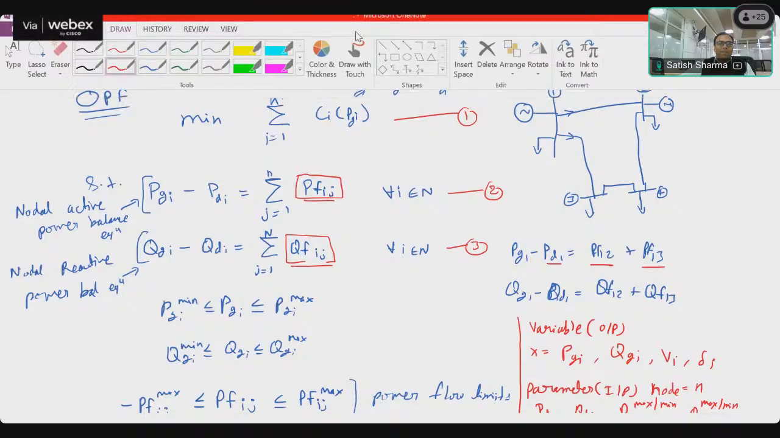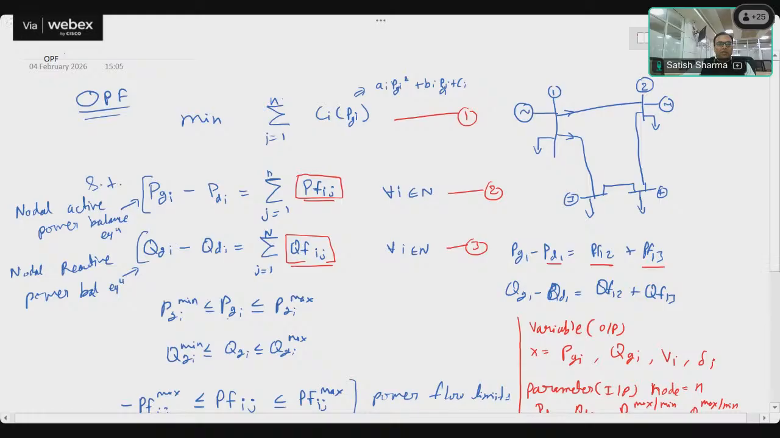Okay, so this equation we have to write down for all i in the set of generators. If we have a certain number of generators, we have to write this equation down for all the generators. This again we have to write down for all the generators, and these are basically power generation limits.